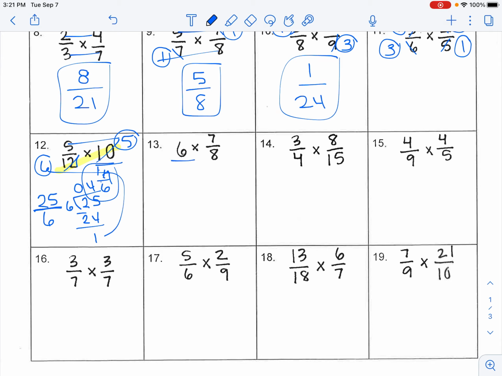Last one. Put a fraction bar under the whole number and put a 1 underneath. Can 1 and 7 be divided? No. Can 6 and 8 be divided? Yes, by 2. 6 divided by 2 is 3. 8 divided by 2 is 4. 3 times 7 is 21. And 1 times 4 is 4. So that's an improper fraction. So we're going to have to divide 21 by 4. So that would be 5 and 1/4.